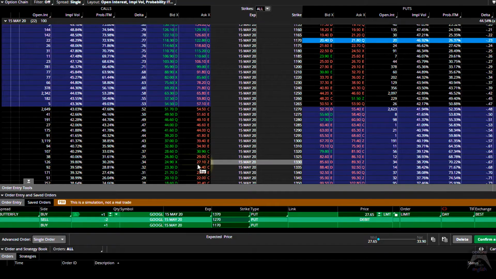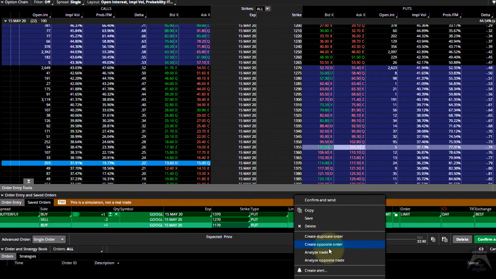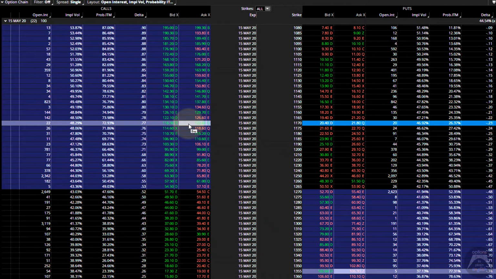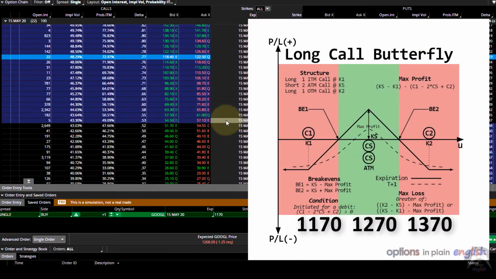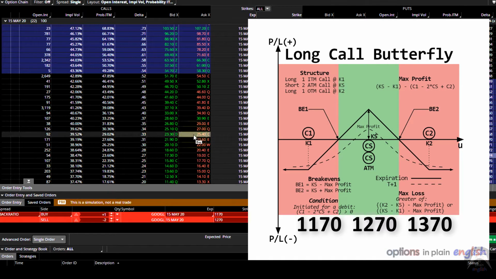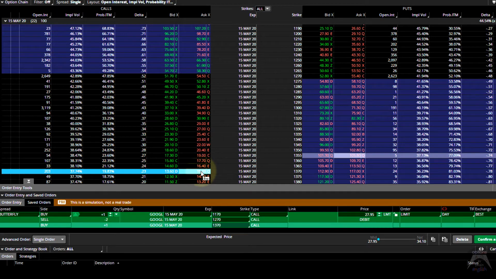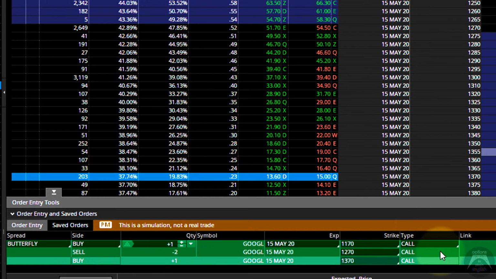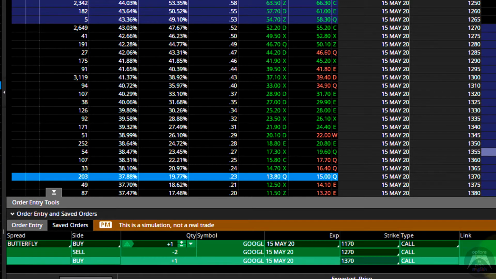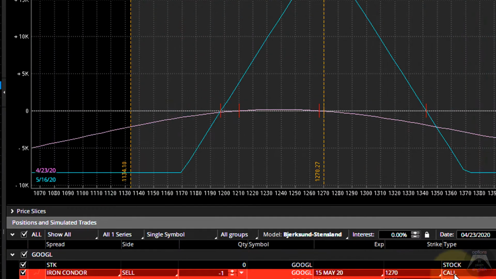Let's put that aside for a while, and let's do the same one, but for calls. So now we're going to buy the 1170 call. Now we're going to do the same butterfly, but with calls. So we'll buy this one time, and then we sell two of the 1270, one, two. And then we buy one of the 1370 to complete the butterfly. So this is a symmetrical butterfly, all with calls, long the 1170, short two of the 1270, long the 1370 for a $27 debit. So we're going to pay for this. Let's send it to analyze.